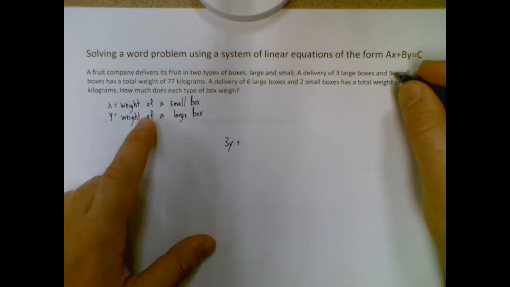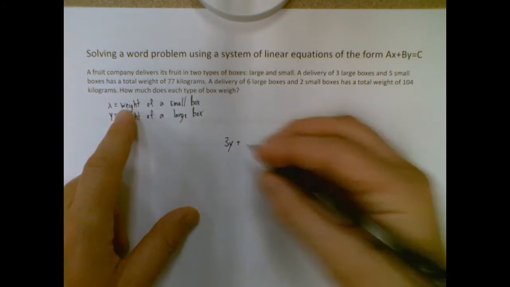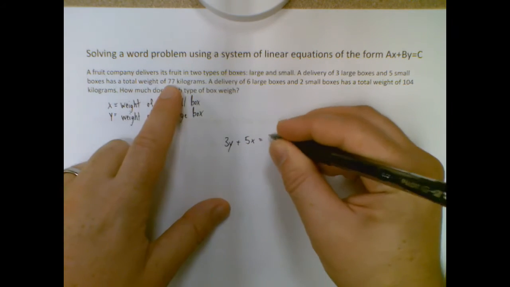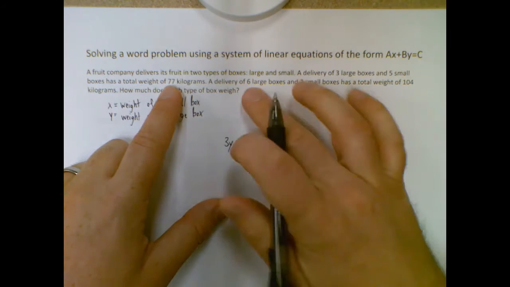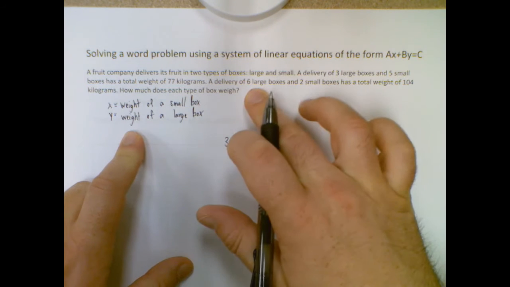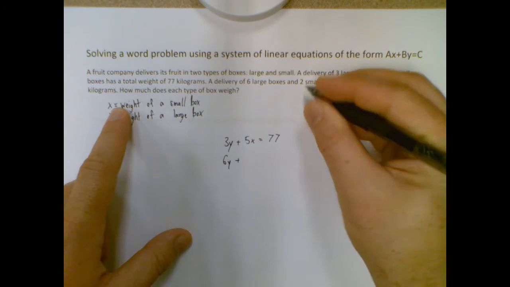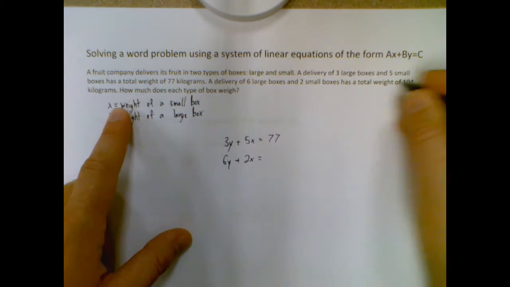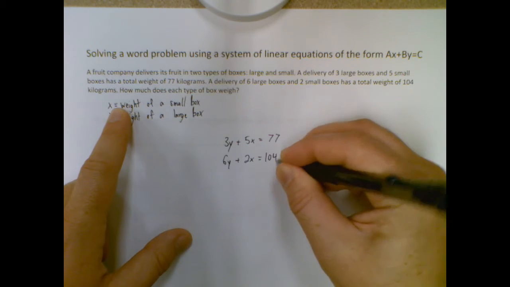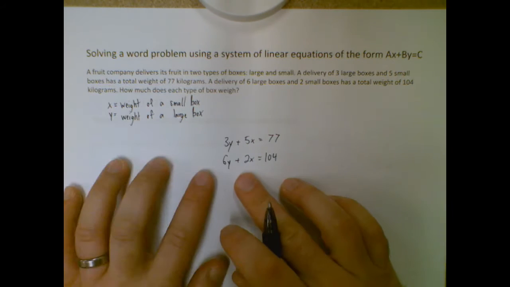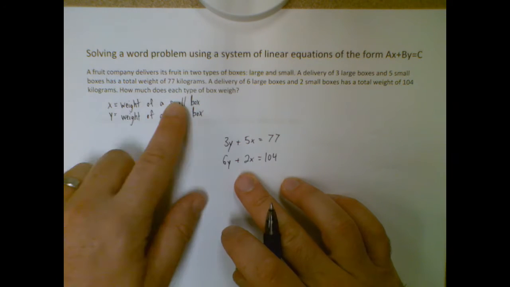Okay. So setting this up, 3 large boxes and 5 small boxes would be 3y, because that's a large box, plus 5x for 5 small boxes. It has a total weight of 77 kilograms. And for the second one, a delivery of 6 large boxes, so 6y, and 2 small boxes would be plus 2x equals 104.